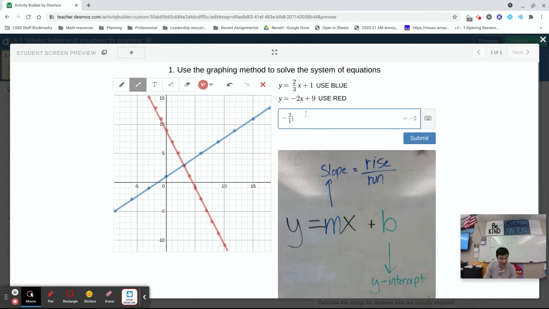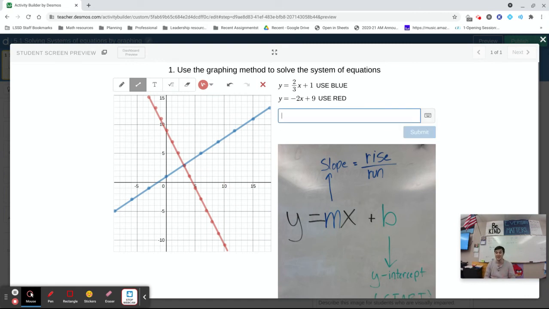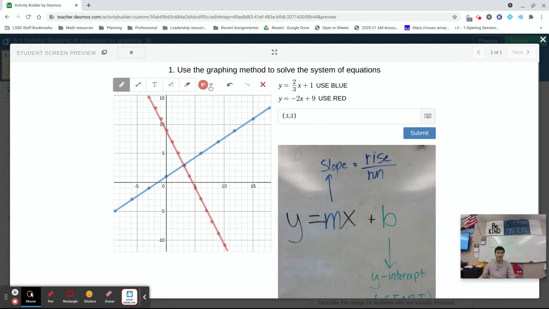Now, the solution to your system of equations, the final answer, the grand finale, team, is the coordinates of the point where the two lines intersect. So in this case, the coordinates right there are 3 on the x-axis and 3 on the y-axis, or (3, 3). That's where they intersect. That's my answer, team. That is the solution, an x and a y set of coordinates.